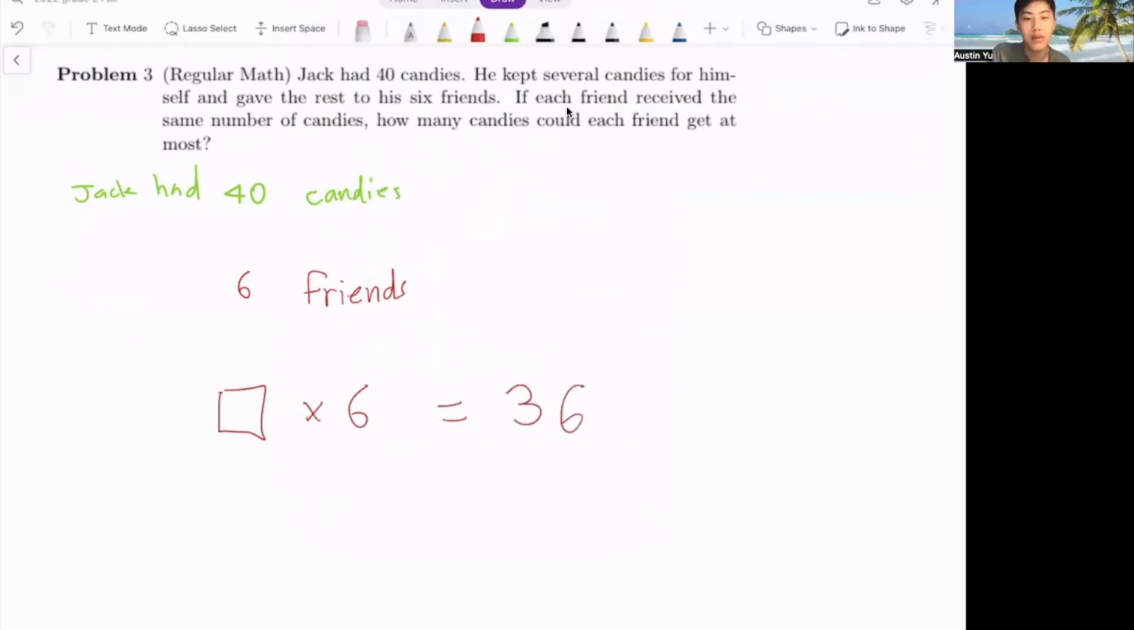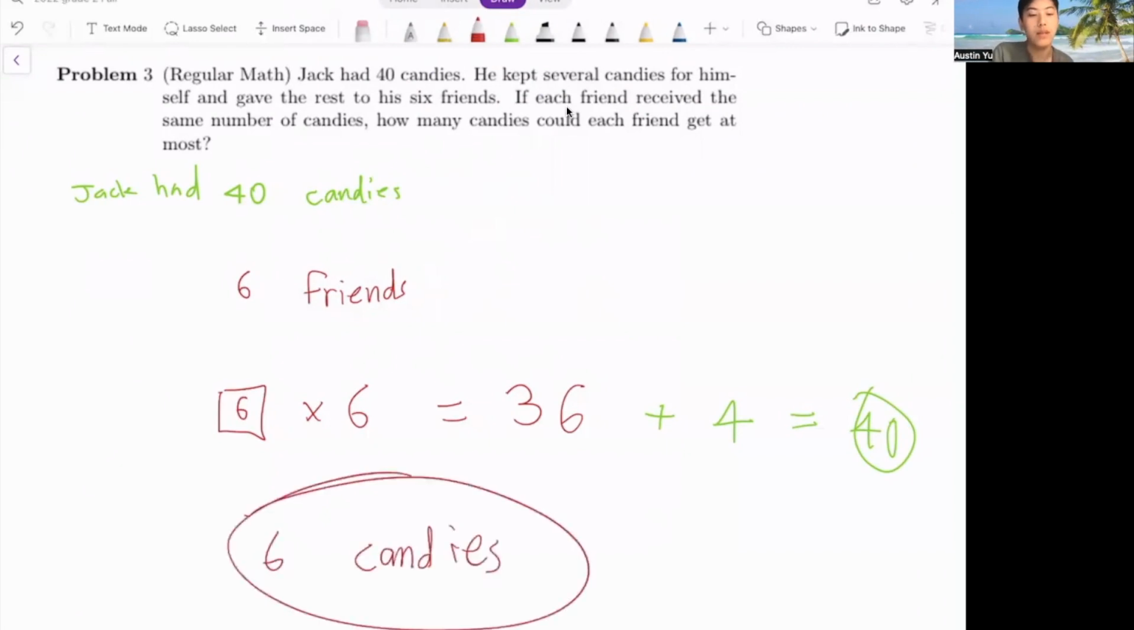Because, as we see here, 36, the remainder, if subtracted from 40, is 4, which is not enough to make another batch of 6 candies, which means that 6 times 6 equals 36. Each friend could get 6 candies. And this means that Jack kept only 4 to himself.